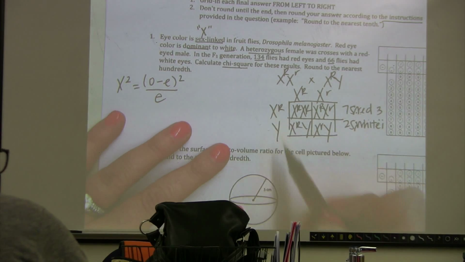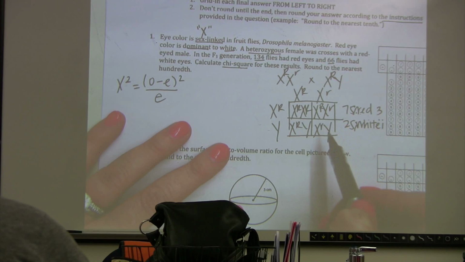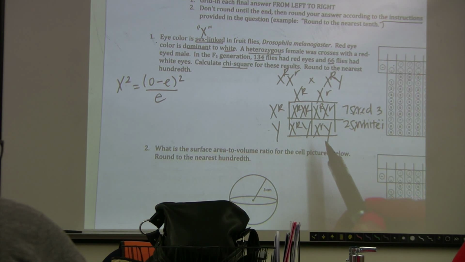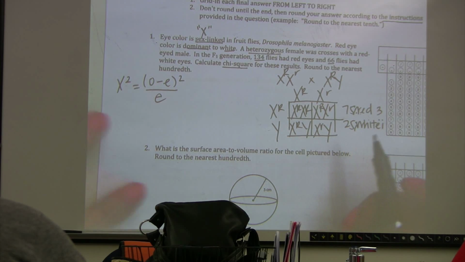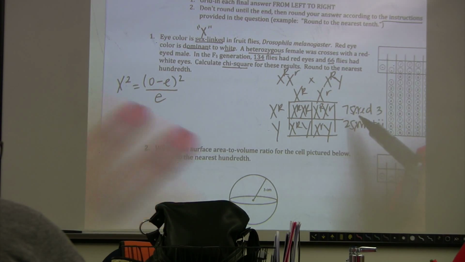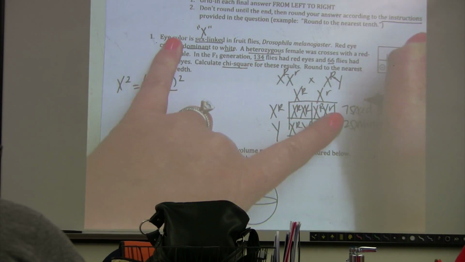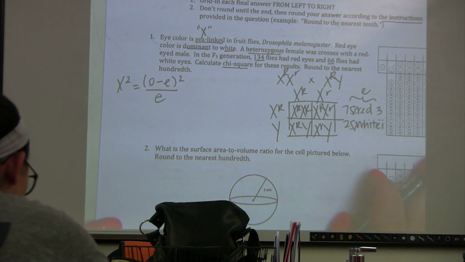All right, now that we have that information, we have our expected and our observed. We have a little bit of both going on here. But this shows us what should really be expected based on this information. We haven't considered these numbers yet. So this is going to be our E, our expected.